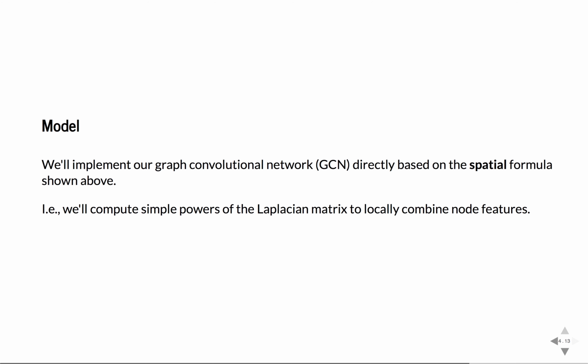So we'll use the spatial version. If you remember, we had two versions of how to define the graph filter. So we'll use the spatial formula, and we'll use the Laplacian from the paper. All we have to do is compute these powers of the Laplacian to locally combine node features. You don't really have to actually use any powers higher than 1. It just, again, it means that you're looking at connectivity that's farther than the neighbors of a single node.